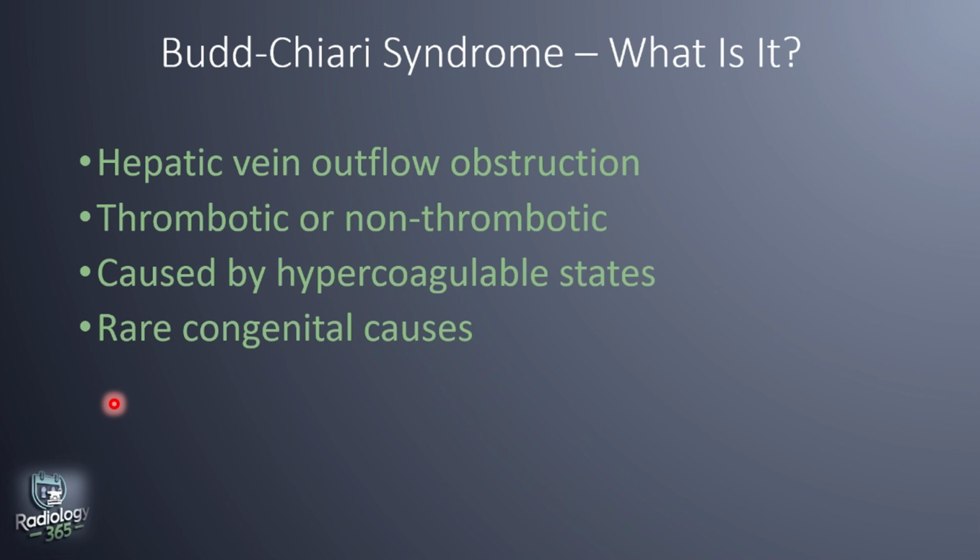What is it? Budd-Chiari is a condition where the hepatic veins get blocked, preventing blood from draining properly out of the liver. This blockage can be due to a clot or non-thrombotic causes. Most of the time, the thrombotic type is linked to things that make the blood more likely to clot, like blood disorders, pregnancy, oral contraceptive use, cancer, where you have tumor thrombi, etc., infections, or even trauma. Rarely, it can be caused by a congenital issue with the hepatic veins, like maybe a congenital web, but that's super uncommon.